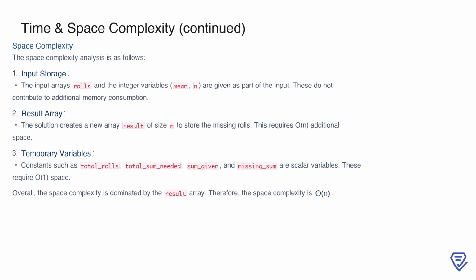Now, let's evaluate the space complexity. The input arrays and variables, such as roles, mean, and n, are part of the input and do not contribute to additional memory usage. The solution creates a new array, result, of size n to store the missing roles, which requires O(n) space. Additionally, temporary variables like total_roles, total_sum_needed, and missing_sum are scalar and require constant space, or O(1). Therefore, the overall space complexity is dominated by the result array, making it O(n).